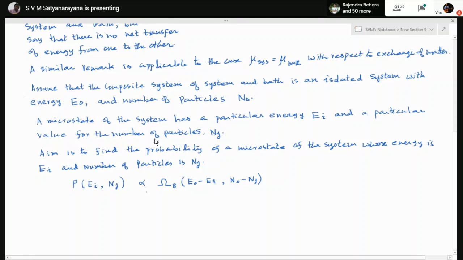Because if the system has an energy Ei, then the bath will have an energy E0 minus Ei. The system has Nj particles, and the bath will have N0 minus Nj. The composite system of system and bath has a total energy E0 and a total number of particles N0.